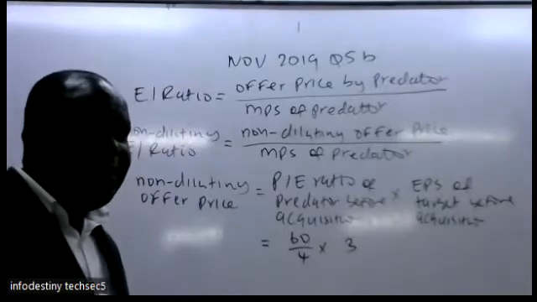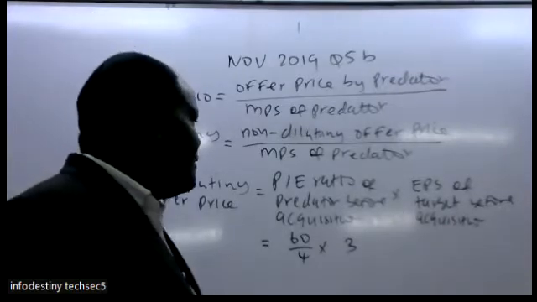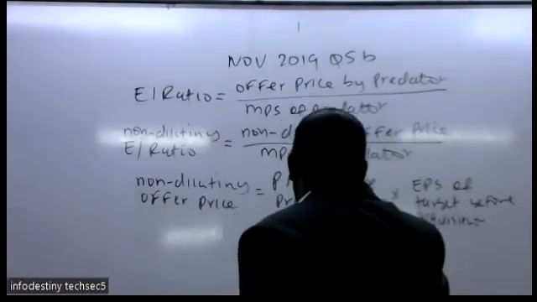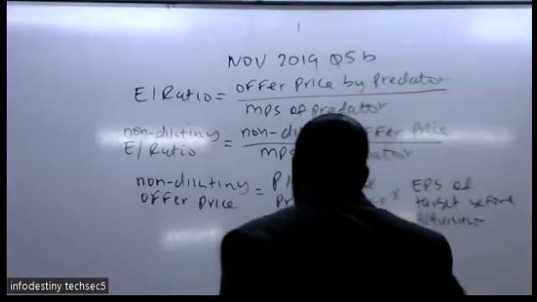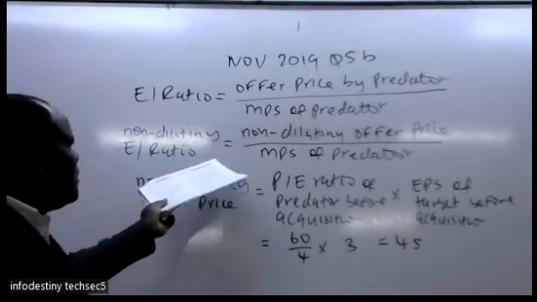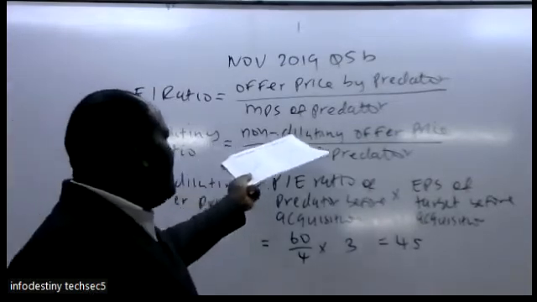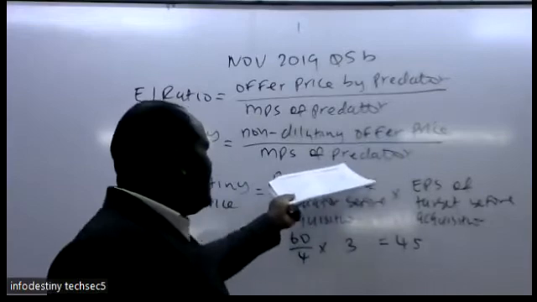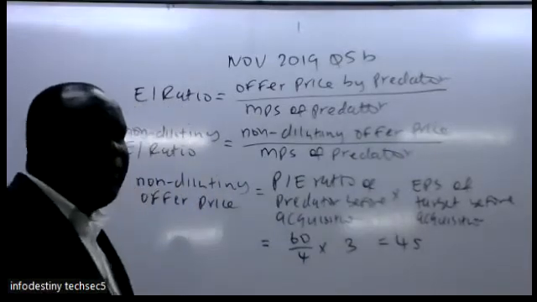Complete, we are getting it now. We are getting 45. So we want to get the non-diluting exchange ratio. It is simply the non-diluting offer price divided by the market price per share of the predator.